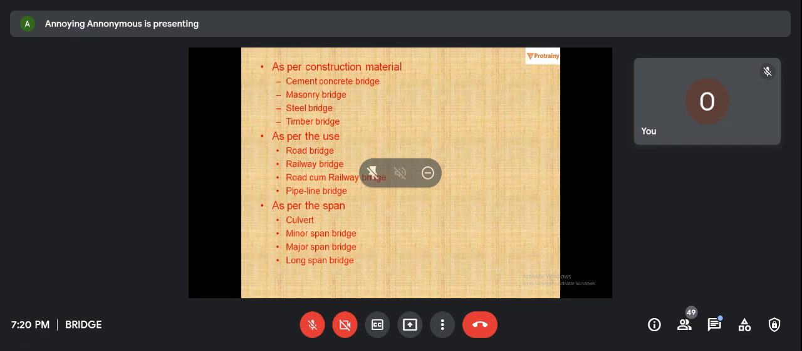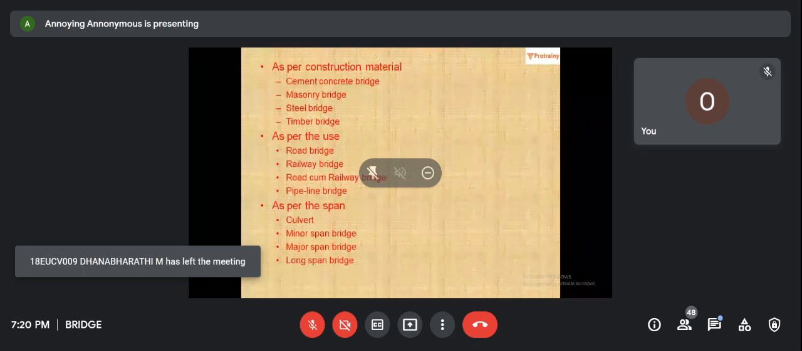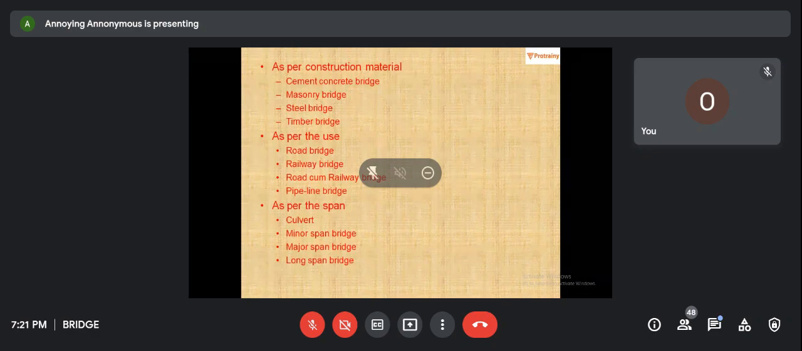Now, as per the use: what is the use of this bridge? So road bridge, if motor traffic is crossing that bridge, then it's going to be a road bridge. If railway traffic is passing through that bridge, then it's a railway bridge. Some bridges have two decks, upper deck and lower deck. In either deck, either the train passes on top or below, and either traffic goes on top or below. So that is a road cum railway bridge.